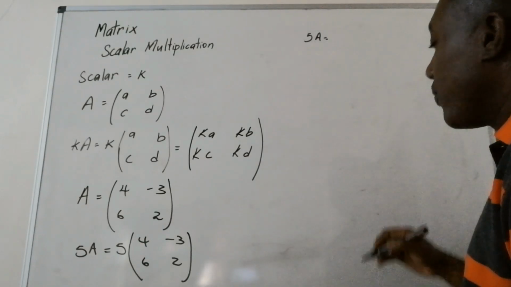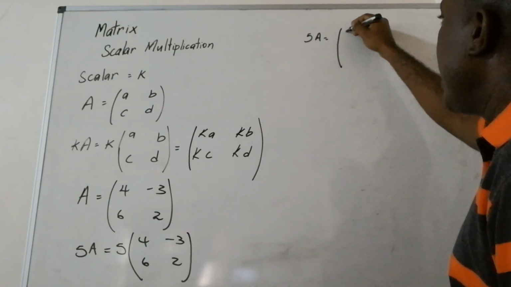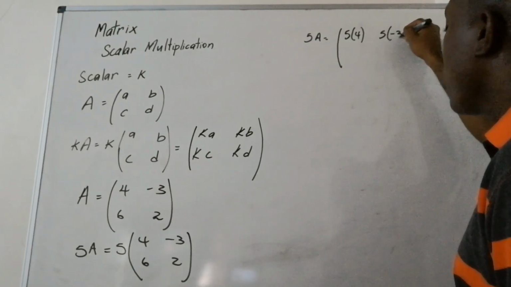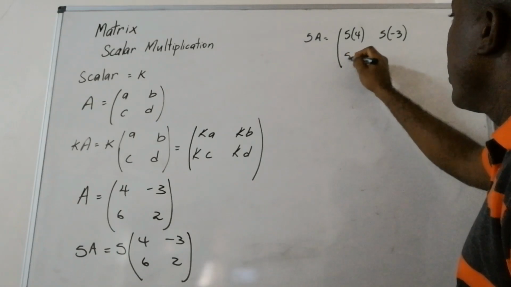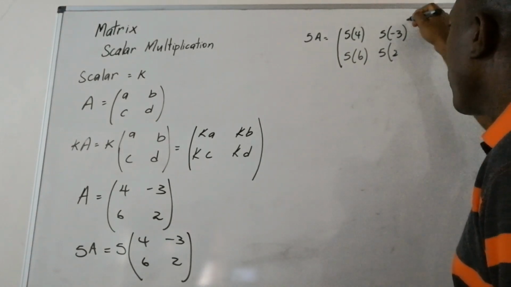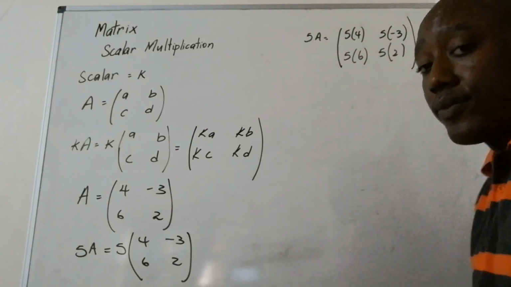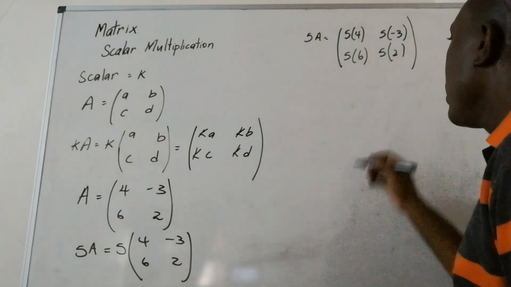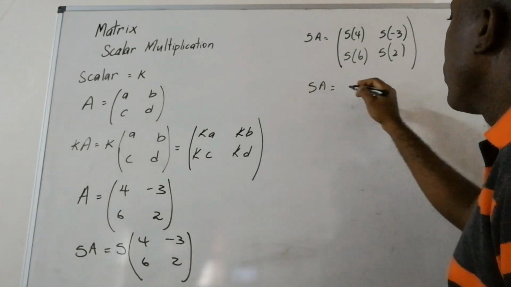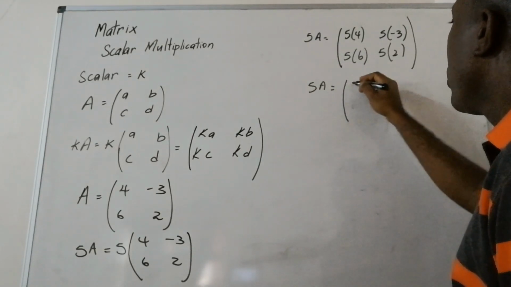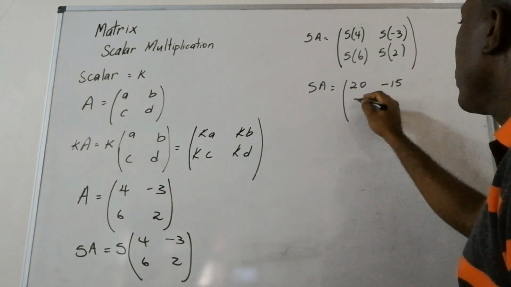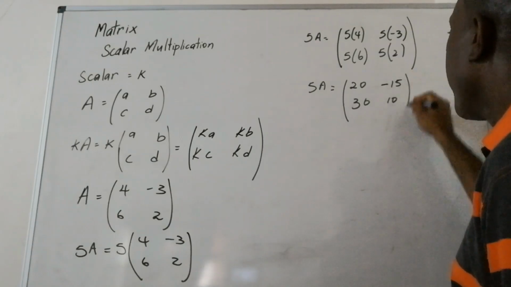So 5A will be equal to 5 times 4, 5 times minus 3, 5 times 6, and 5 times 2. Alright? So our answer, 5A, will be equal to 20, minus 15, 30, and 10.